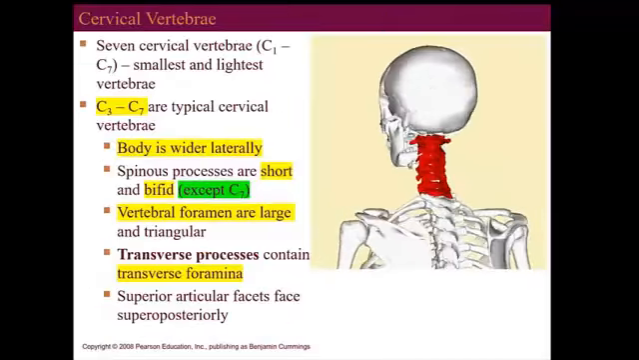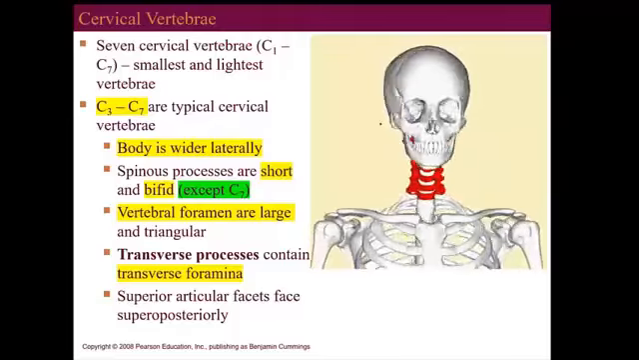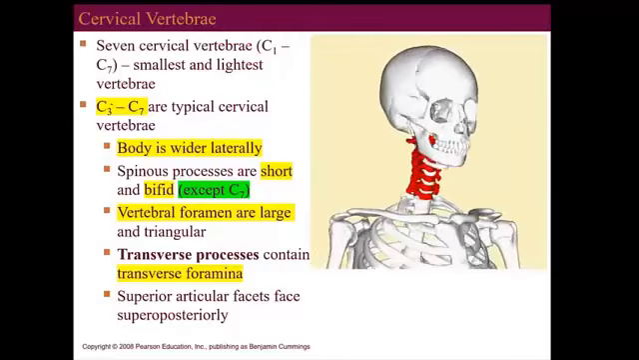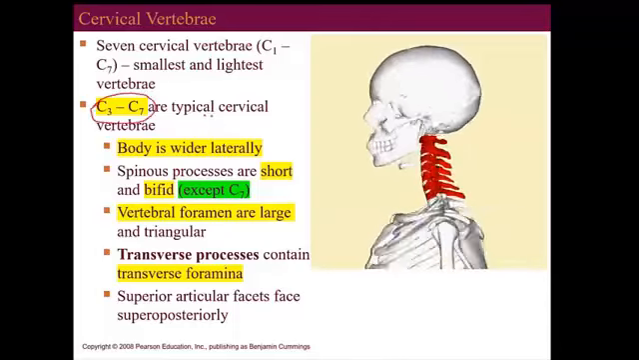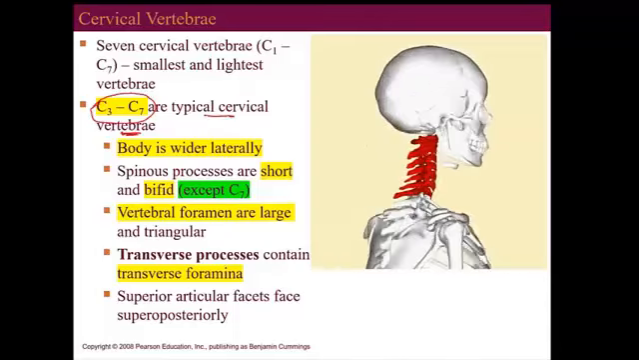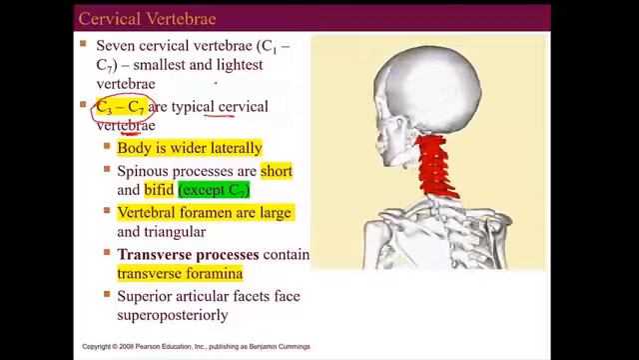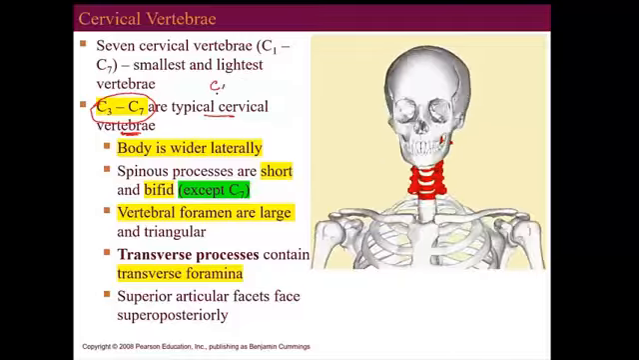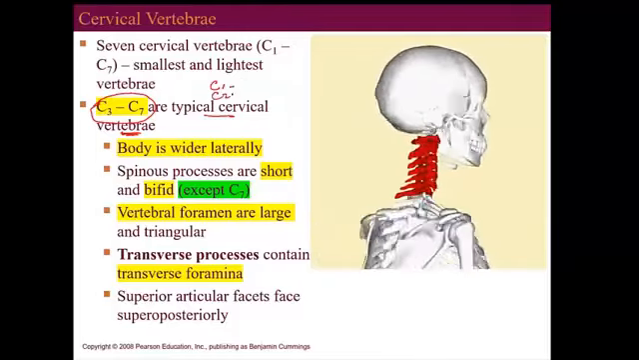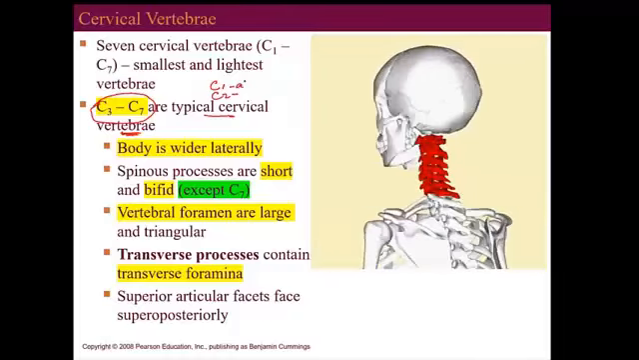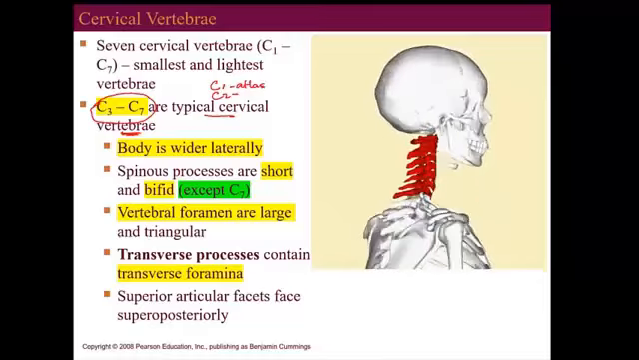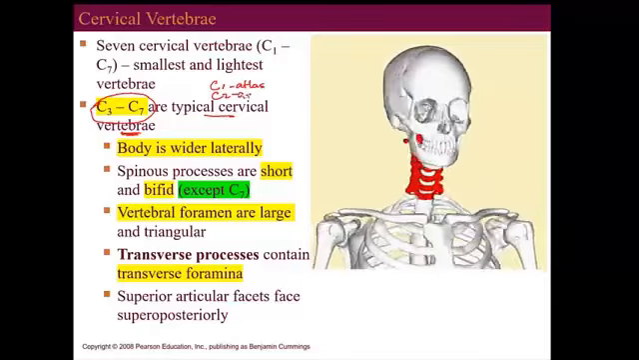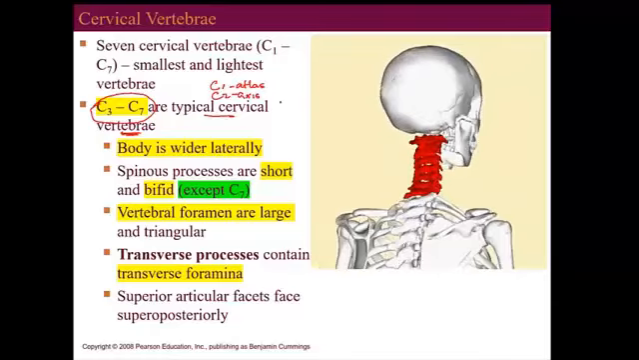So this is the cervical vertebrae. Remember, there's 7 of them. Now, C3 to C7, they're typical cervical vertebrae. C1 and C2 are actually atypical because they have special architecture. C1 is called the atlas. That's the one that articulates with the skull. And C2 means axis. That's the one that articulates with the atlas.